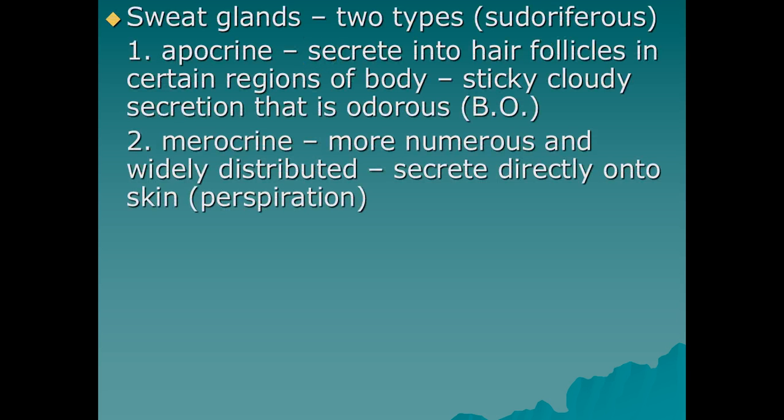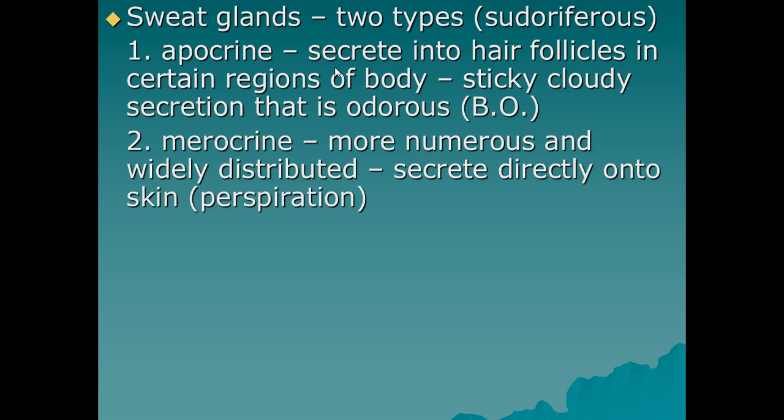You also have sweat glands. There are two types, apocrine and merocrine, and that has to do with the type of secretion, but another term for sweat gland is sudoriferous. I always just think of it as odor. But anyways, apocrine, what these do is they secrete onto the hair follicles in certain regions of the body.